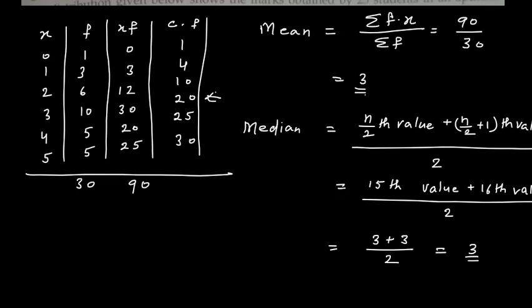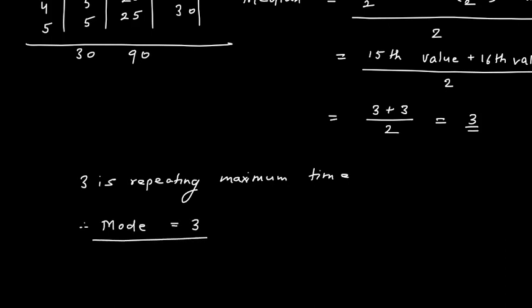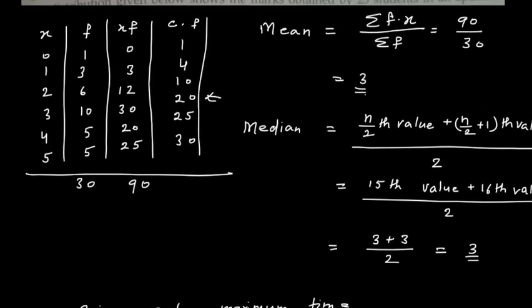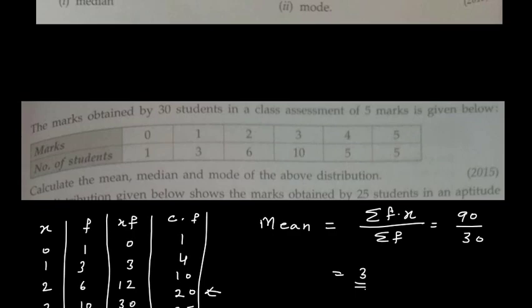So 3 is repeating maximum time. So here for mode we will say that 3 is repeating maximum time, or we can say that maximum frequency is for 3. Therefore mode is equal to 3. So you have mode 3, you have median 3, and you have mean 3. Okay, super duper problem.